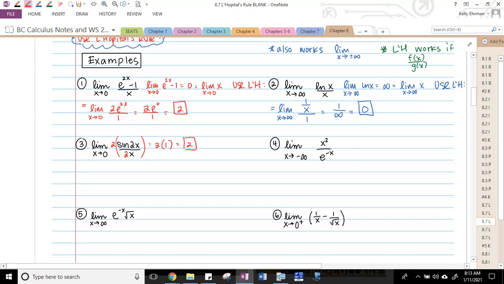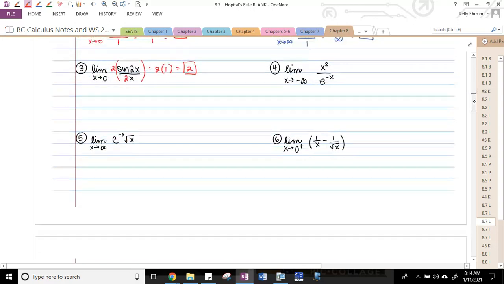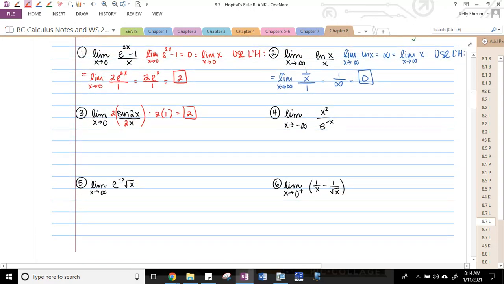You don't have to use L'Hopital's every single time. But if you wanted to, hopefully you can see that when I take derivatives, I'm going to get 2 cosine of 2x over 1. 2 cosine of 2x, when you plug in 0, will come out to 2. So again, in the interest of time, since I could use my chapter 1 method on that one, I will, just to remind you that it exists. Okay.